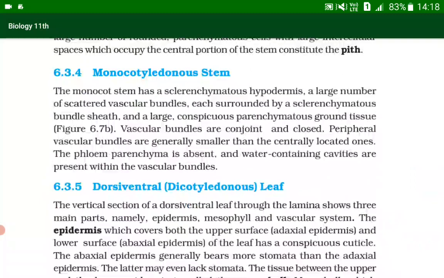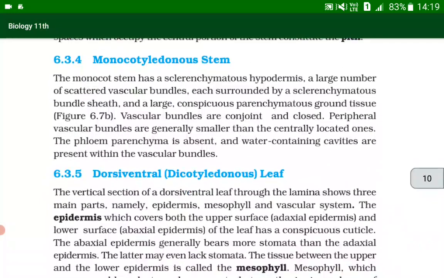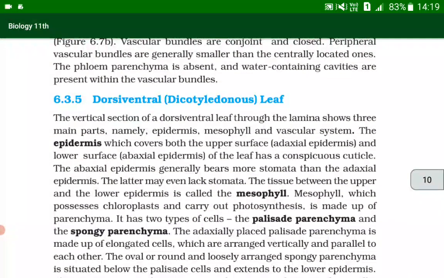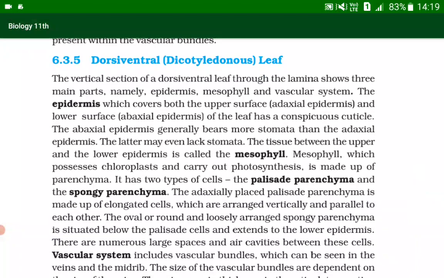Figure 6.7b. Vascular bundles are conjoined and closed. Peripheral vascular bundles are generally smaller than the centrally located ones. The phloem parenchyma is absent and water containing cavities are present within the vascular bundles. 6.3.5 Dorsiventral or dicotyledonous leaf.